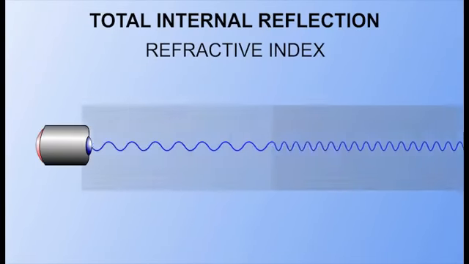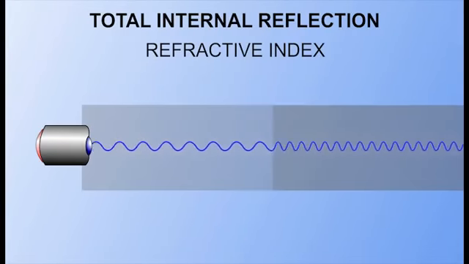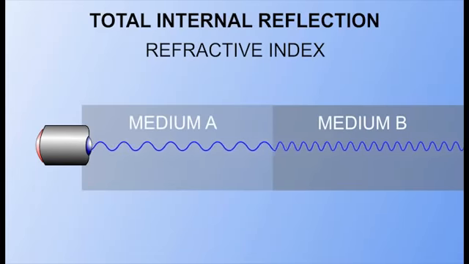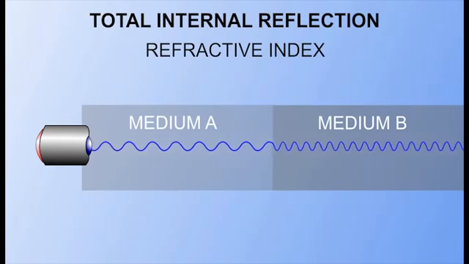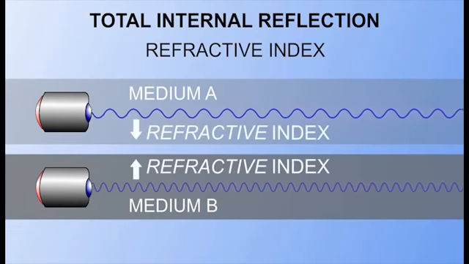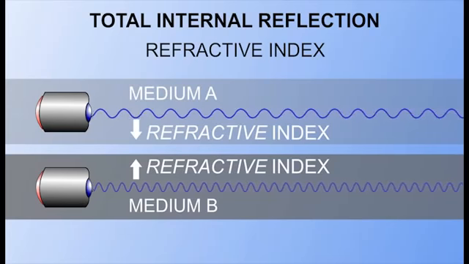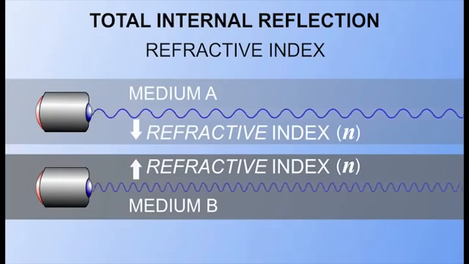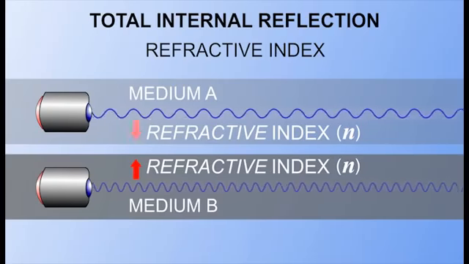Here we see a light wave as it propagates straight through two different mediums. The speed of the light wave changes depending on the medium through which it passes. Medium A and medium B each have a different refractive index, designated by a lowercase n. Medium B, with the slower moving light wave, has a higher refractive index than medium A.